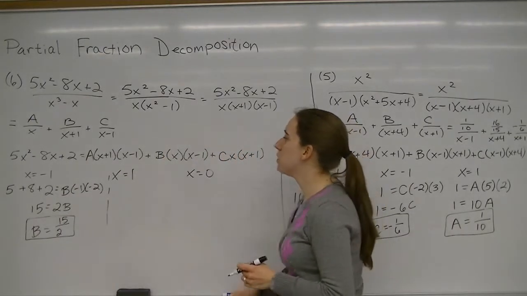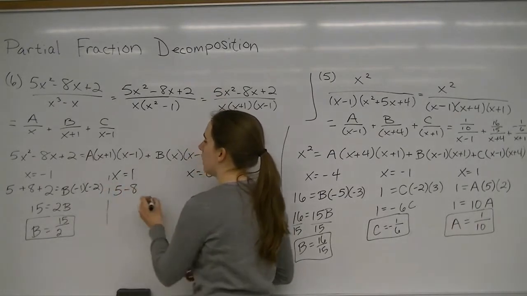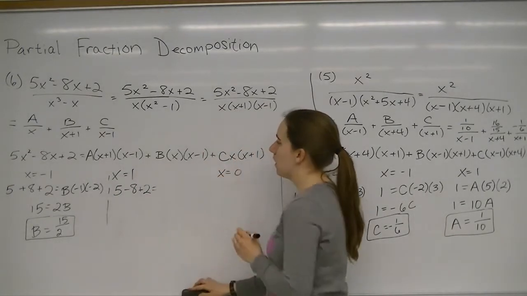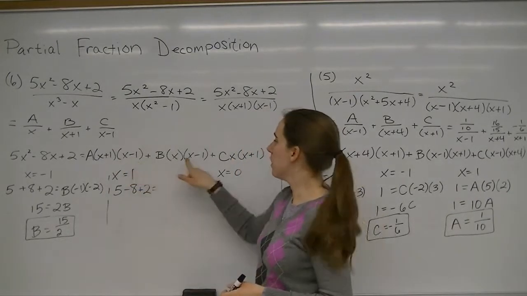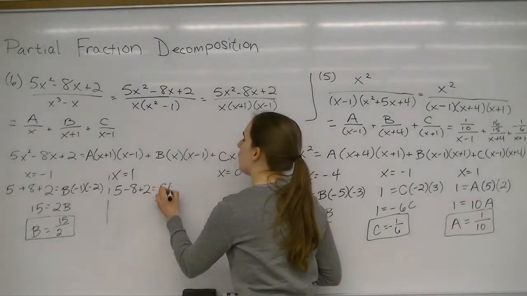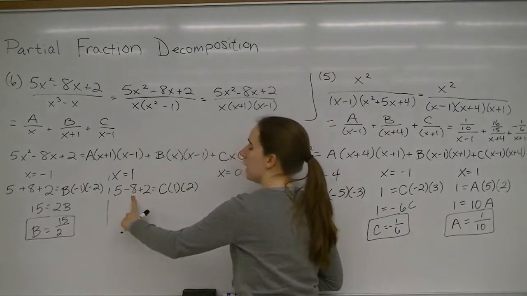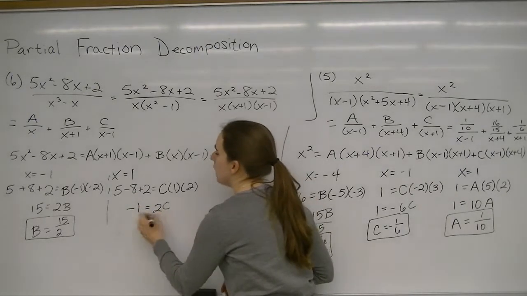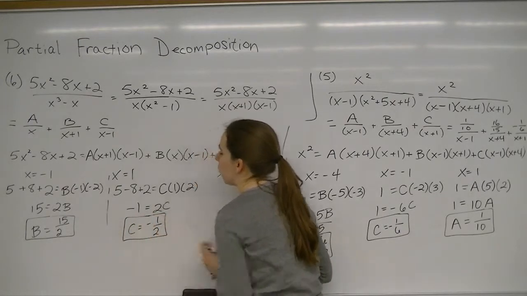If x is equal to positive 1, 5 times 1 squared is 5, minus 8 times 1 plus 2. This term will be 0 because this right here will be 0. This will also be 0, so this is 0. So we're left with c times 1 plus 1. So 5 minus 8 is negative 3 plus 2 is negative 1 is equal to 2c. I can divide by 2 on both sides. I get c is equal to negative 1/2.